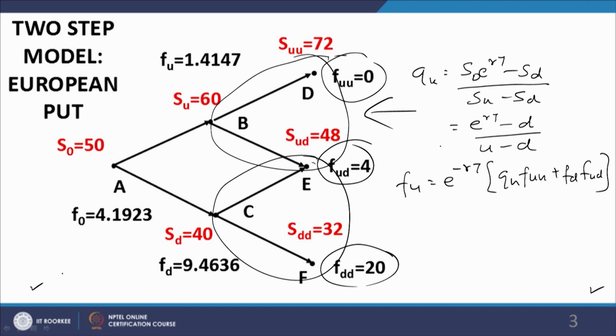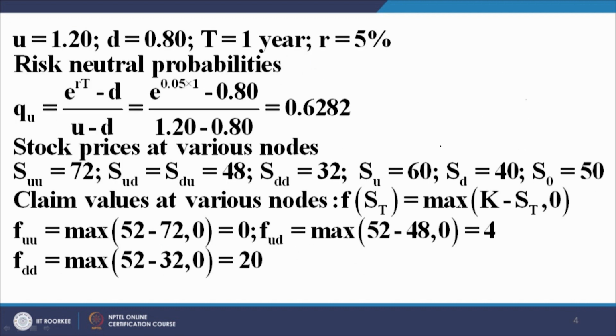Similarly, we can work out f d, and using f u and f d and again the same values of Q u and Q d, we can work out the value at t equal to 0, which turns out to be 4.1923. So, this is the working of this example. We work out the risk neutral probabilities. Q u turns out to be 0.6282 and Q d is 0.3718. The stock prices at the various nodes are easily worked out.